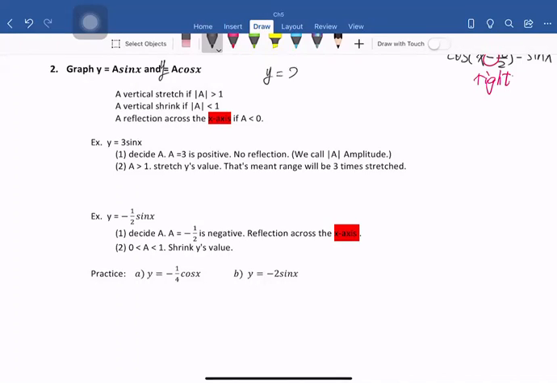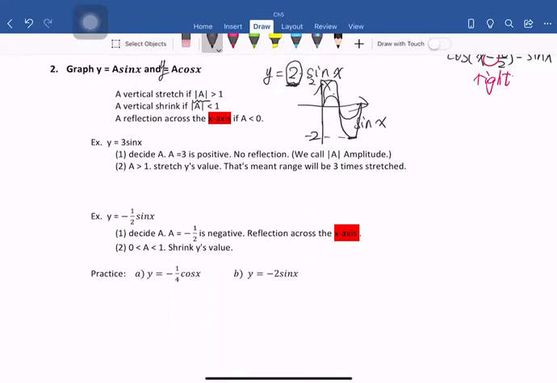If y equals 2 times sine x, the absolute value of 2 is greater than 1. That means a vertical stretch. So the original graph of sine x for one period is like this. But if I multiply by 2 in front of sine x, I stretch it like this. And the maximum value becomes 2. The minimum value becomes -2. So I stretch it vertically.